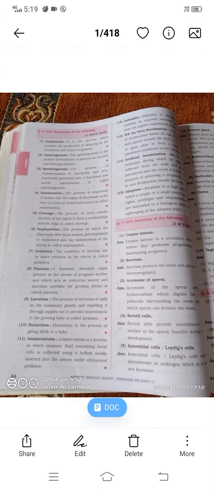Okay, so in this way guys, we have completed all our definitions. Now it's time for us to have functions of the following, and definitely these functions are coming in your exam also for 1 or 2 marks. So let's prepare 1 or 2 marks from this video.